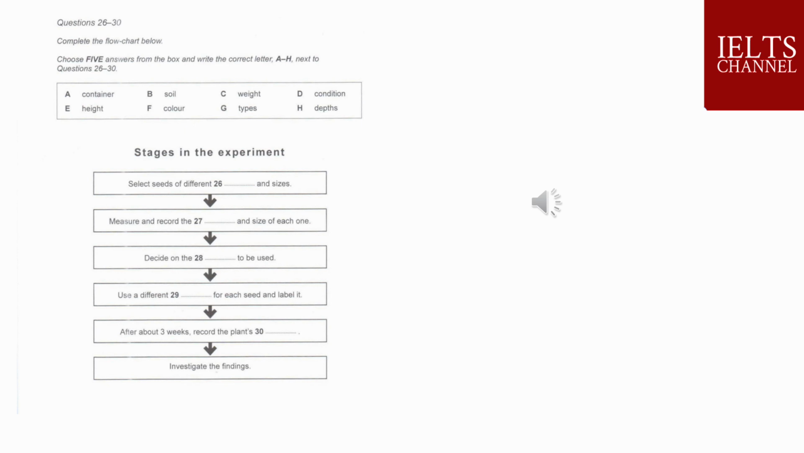OK, so then we get planting. Do you think we can plant several seeds together in the same plant pot? No, I think we need a different one for each seed. Right. And we'll need to label them. We can use different coloured labels.